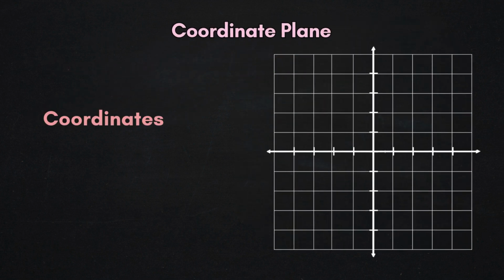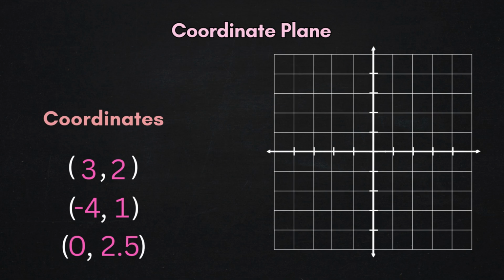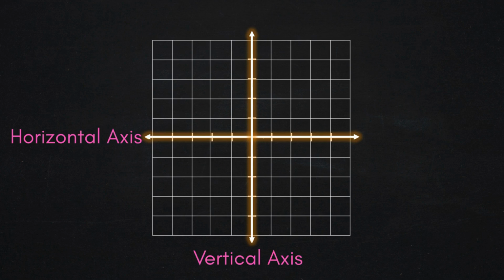Coordinates are typically written in a specific format, two numbers enclosed in parentheses and separated by a comma. For example, (3, 2), (-4, 1), (0, 2.5). Each of these represents a coordinate pair. To grasp how coordinates function, remember that our coordinate plane is formed by combining two perpendicular number lines. These lines are referred to as axes. One axis is horizontal, resembling the horizon, while the other is vertical, extending straight up and down. They are commonly known as the horizontal and vertical axes.